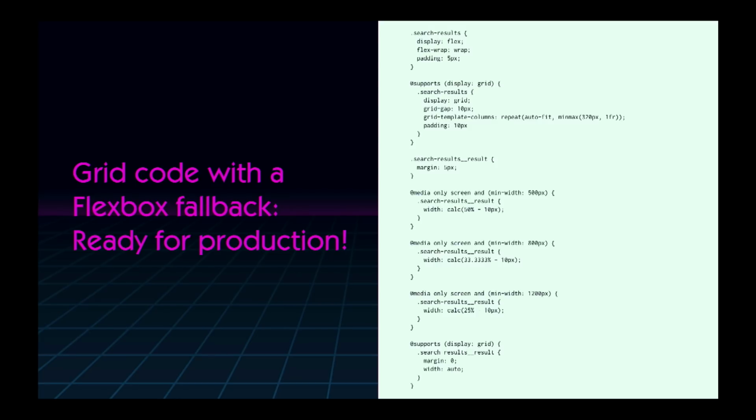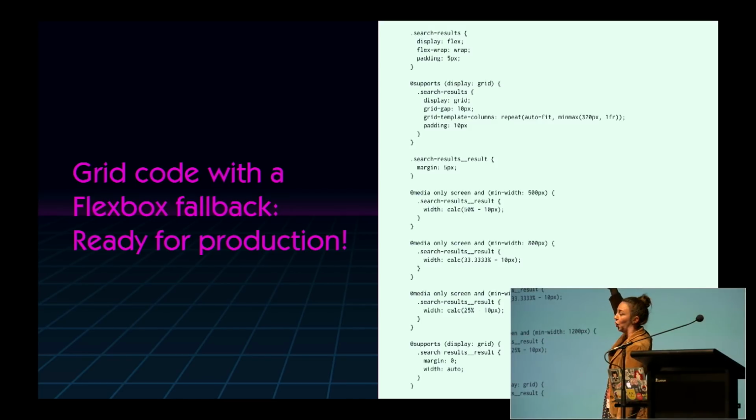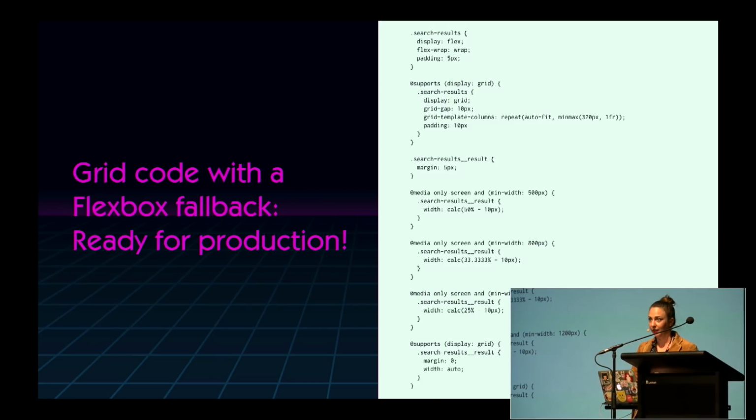So a browser like Internet Explorer is going to read search results at top, display Flex, understand that, get to supports display Grid, and be like, I don't understand that, and skip it. Whereas a newer version of Chrome or Firefox is just going to override the earlier default styles because of the cascade, to our advantage. It's just going to override what's above it. So this is pretty solid.